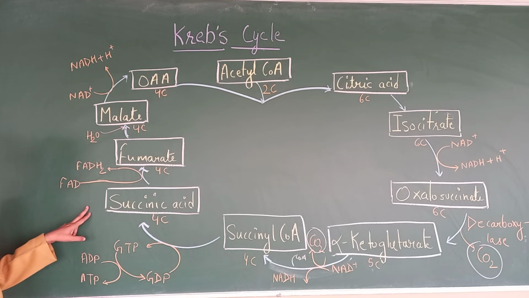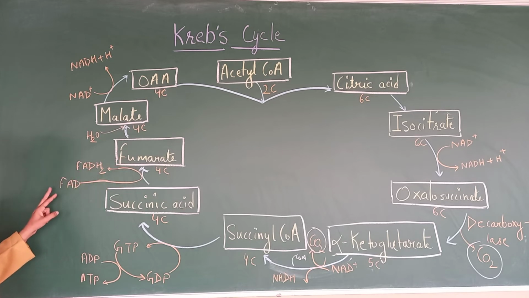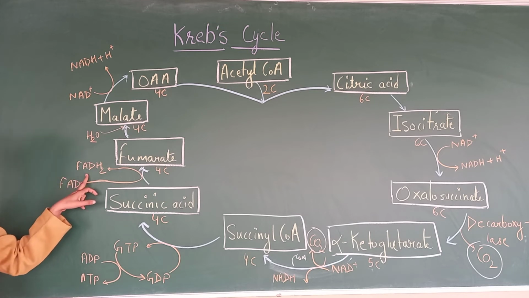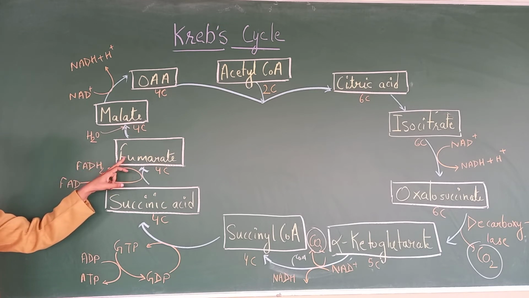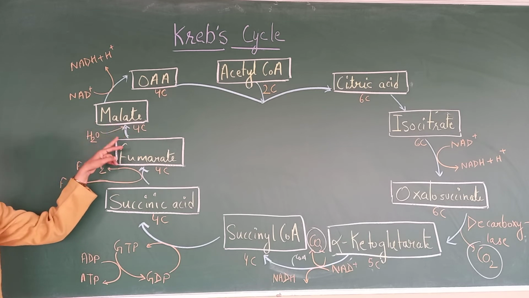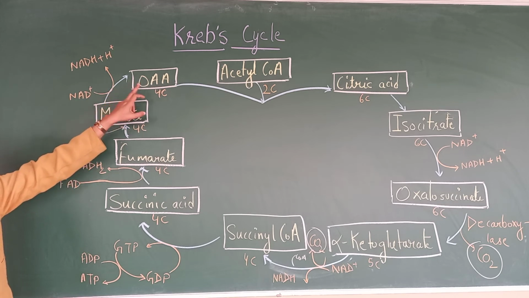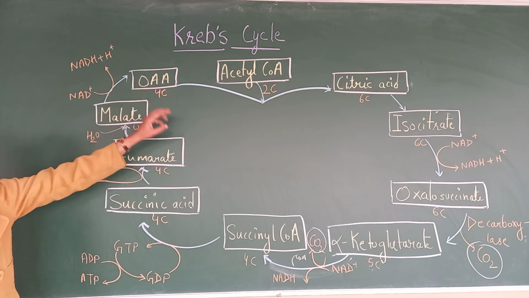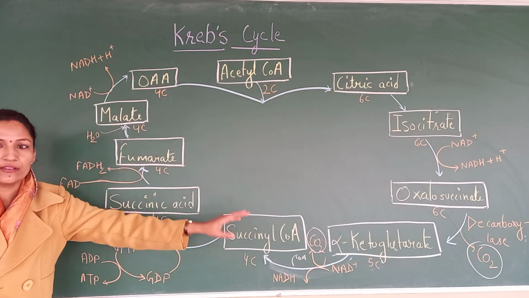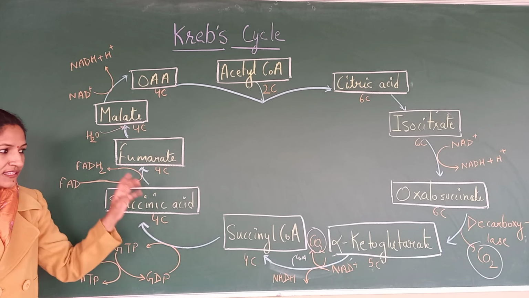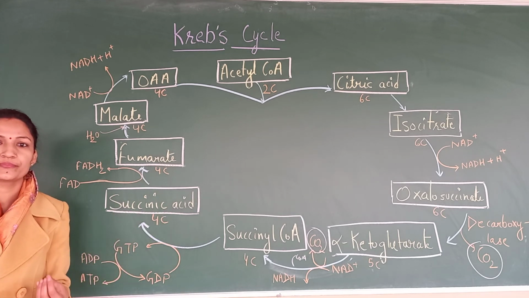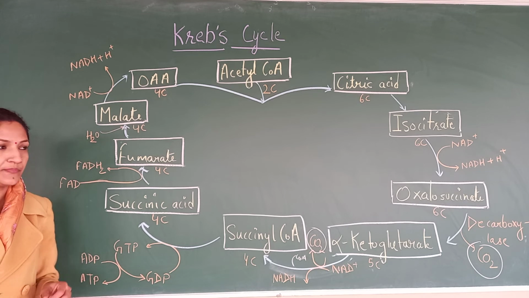After this, the succinic acid gets converted into fumarate, and this is by oxidation again, and while oxidizing, FAD, a molecule similar to NAD, forms FADH2 to form the fumarate. Fumarate again forms malate by the addition of a water molecule, and malate goes to oxaloacetic acid. So here we are regenerating oxaloacetic acid, we are doing decarboxylation, and we are oxidizing the substrate to form the reduced coenzymes.